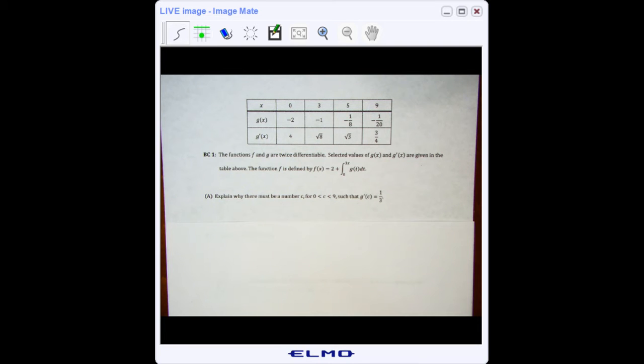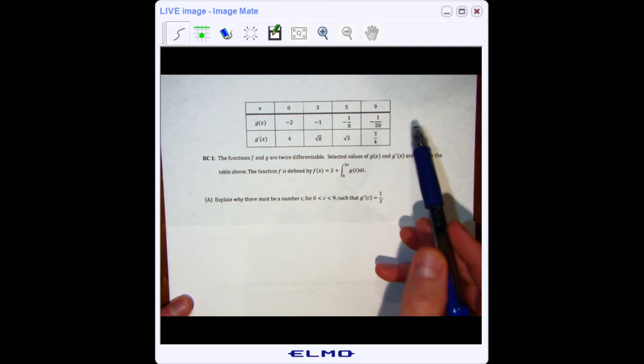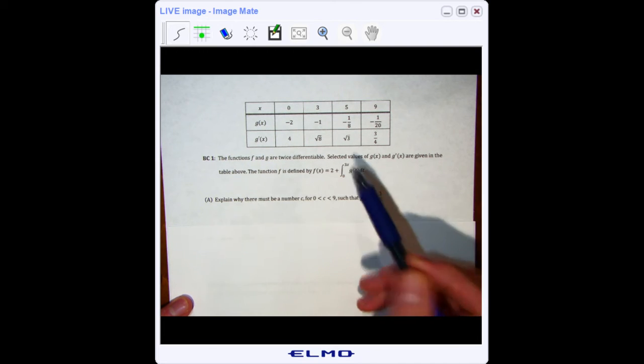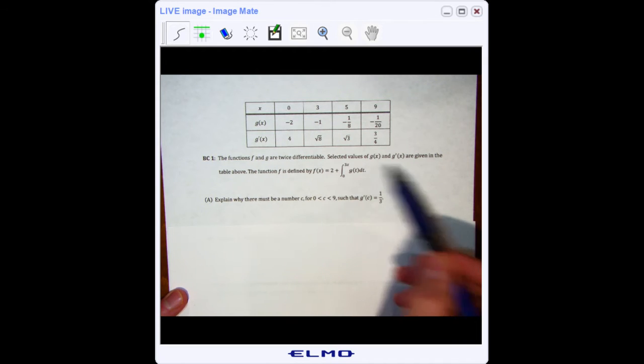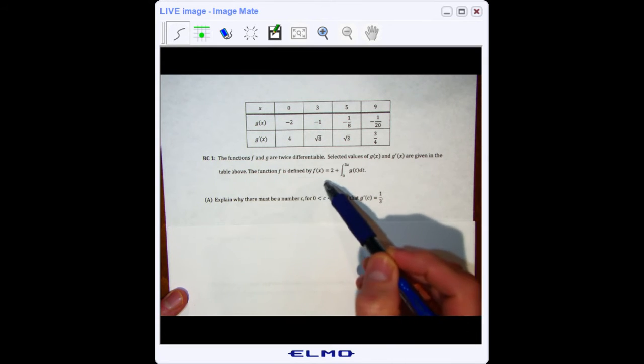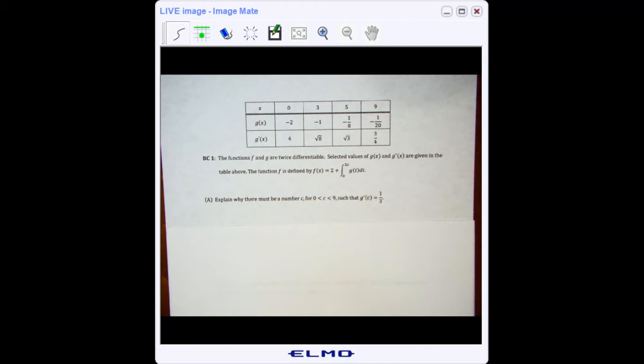Now, the first question here, you're given a table of values for g and g prime. It says that the functions f and g are twice differentiable, and values of g and g prime are given, and the function f of x is defined as 2 plus the integral from 0 to 3x of g of t dt.